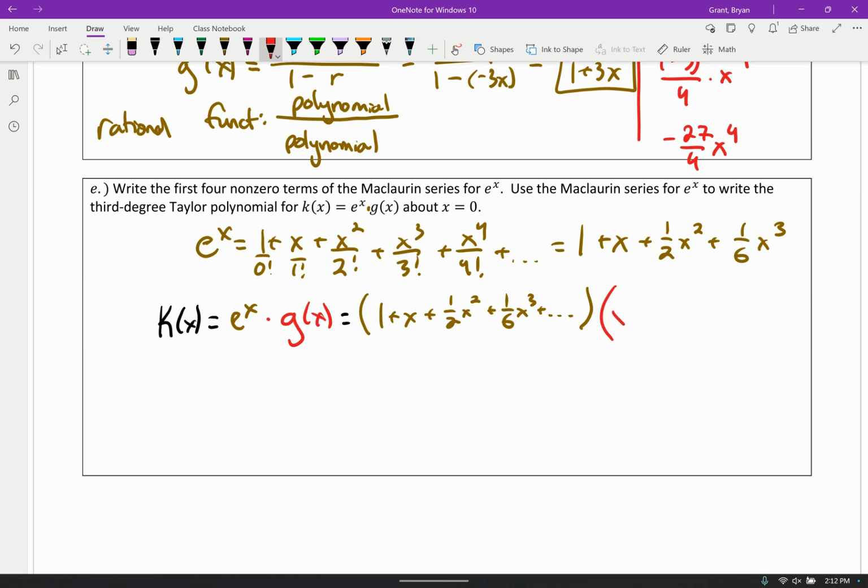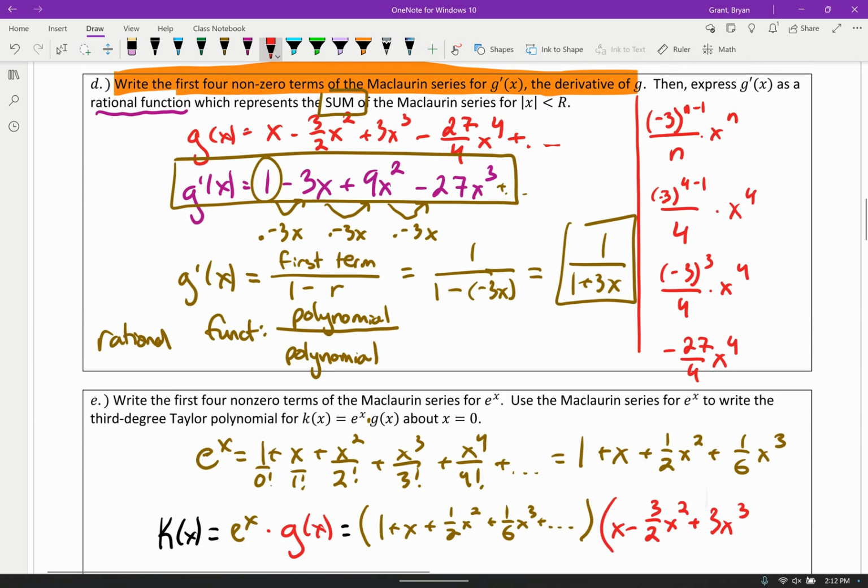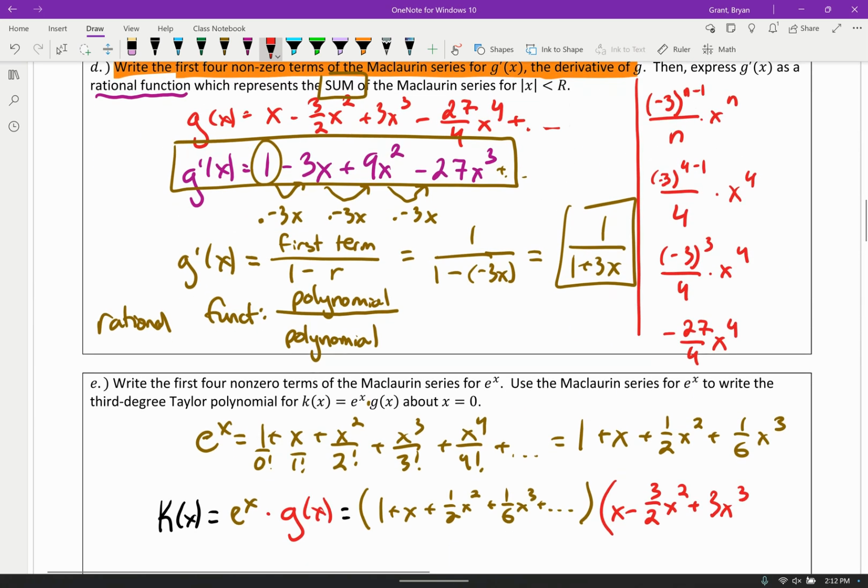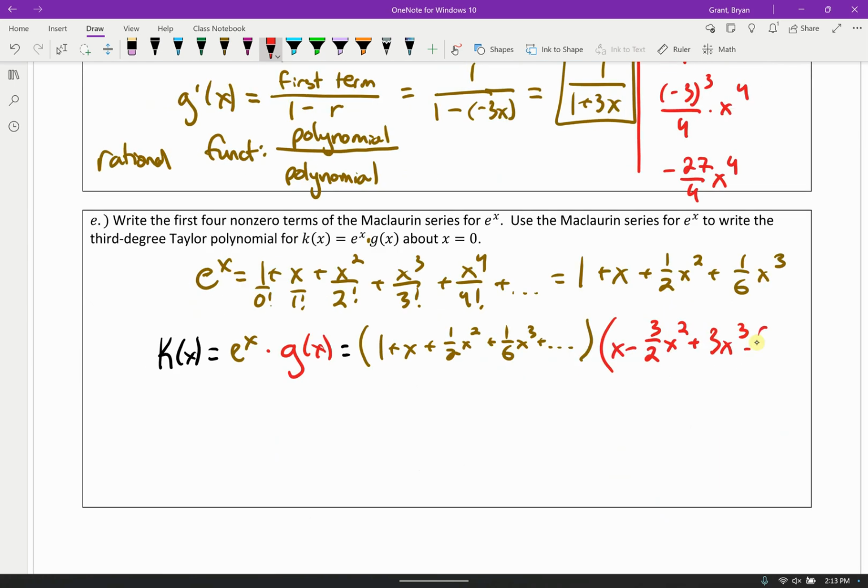G of x was given to us, that's x minus 3 halves x squared plus 3x cubed, and I don't remember what happens next, minus 27/4 x to the fourth, and so on and so forth. Are we done? No, we need to group all of our like exponents together. And to do that, we need to go out to the third degree. So we get to stop multiplying when we get past the third power.